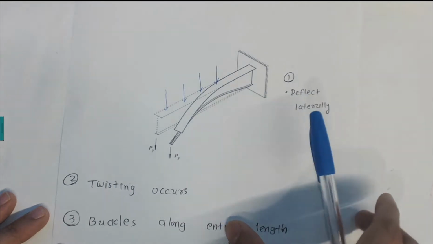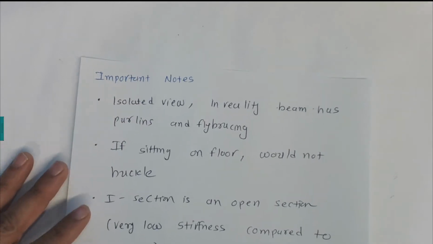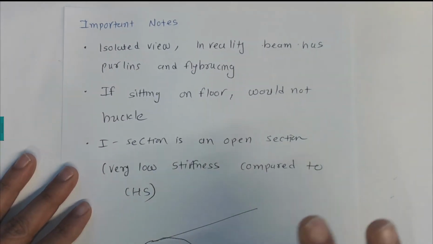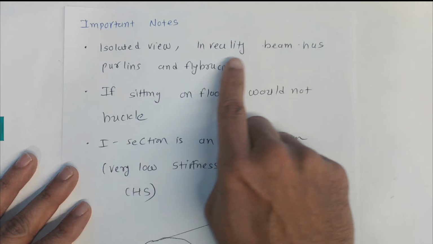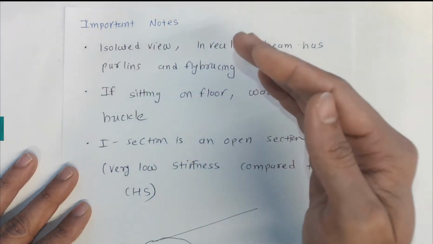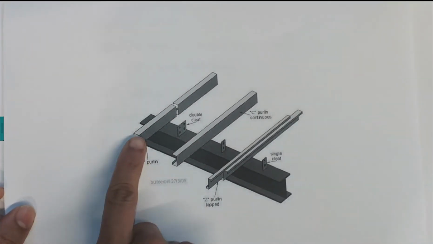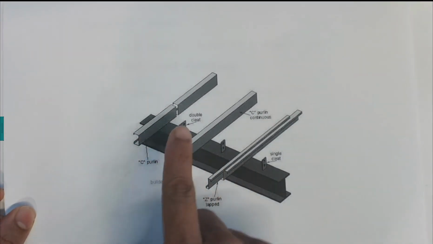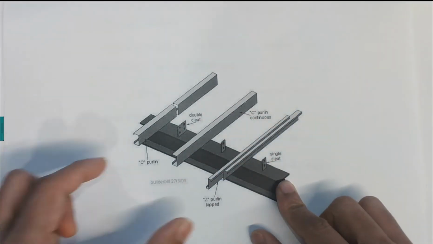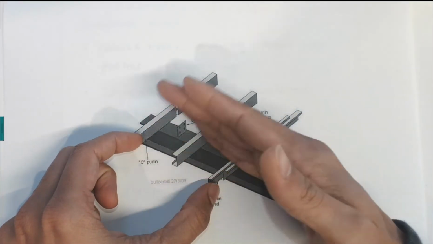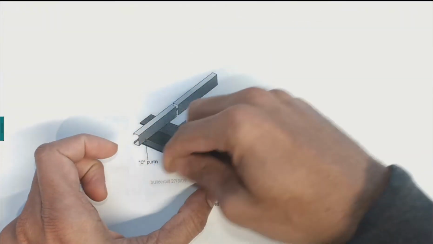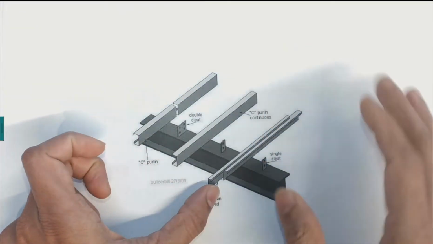Now, how can we prevent that? There are some important points that we're going to discuss now. In reality, we don't want this flexure torsional buckling to happen. So we use purlins and fly bracings to stop that flexure torsional buckling. I have a picture here about the purlins. If I have this beam here, this beam has these purlins. These purlins try to stop this beam from buckling laterally. Therefore we use those purlins to stop the flexure torsional buckling.